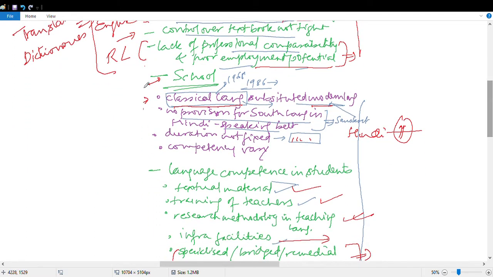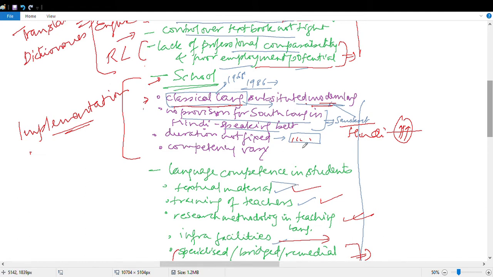At school level, regarding the implementation of 1968, there were some loopholes or some negatives. One negative thing was that instead of a modern language, a classical language had substituted it. Then in the Hindi speaking zone, southern languages were not introduced. Instead, Sanskrit was introduced.